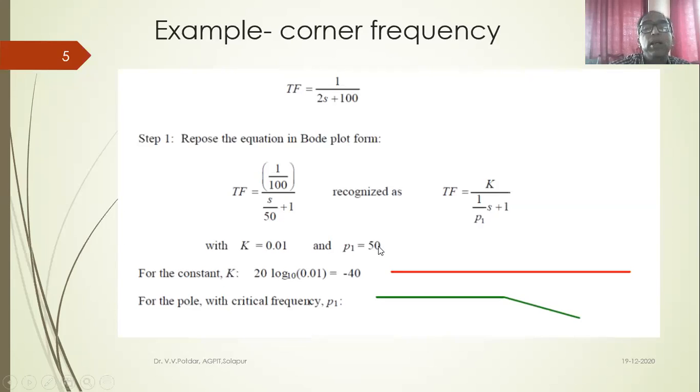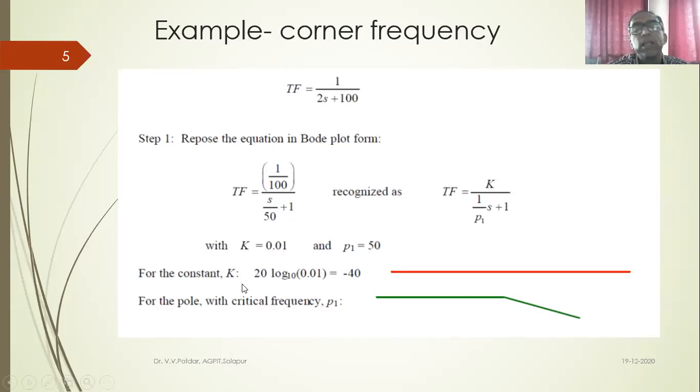So how should I plot? How many factors do I have? I have only 2 factors. The first factor is the steady state gain, constant K factor, and the second is the simple pole. So I have K equal to 0.01 corresponding to the numerator, and P1, the first corner frequency for the simple pole, is 50. Just comparing this equation with this, I got 50. Or in other words, if I call this 1 plus tau S, tau is equal to 1 by 50, and my corner frequency is 1 upon tau. That is 50 only. So this is the first corner frequency.